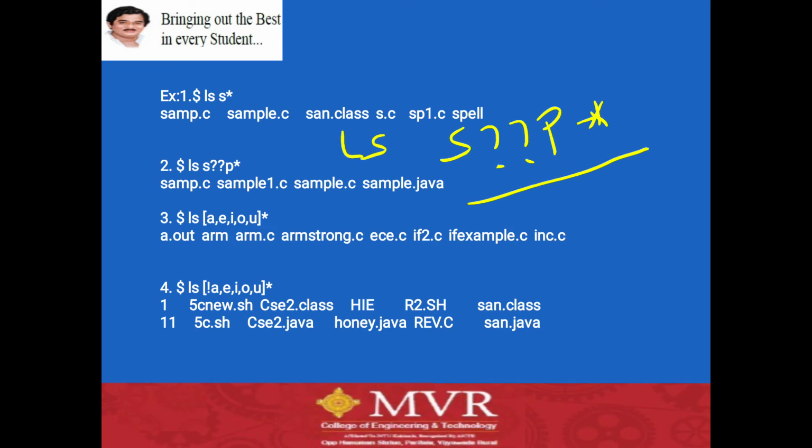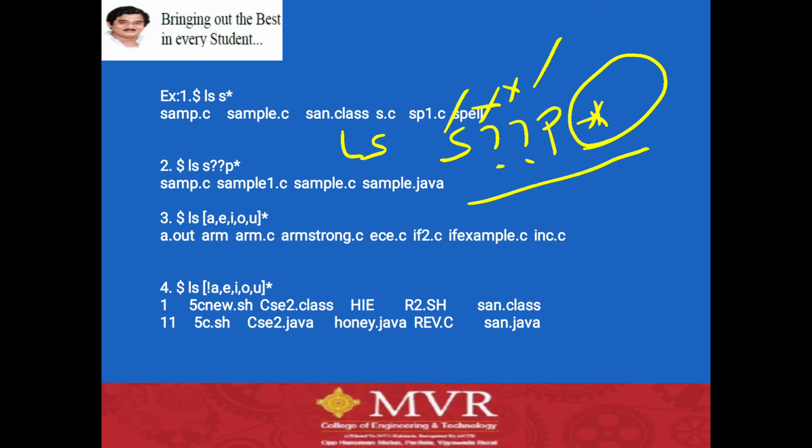So observing this, can we tell the length of the files? We can't, because here what we have specified is we are looking for all the files which have s as the starting letter, then followed by any two characters, then the fourth character must be p. After that it may contain anything. That is the thing we are specifying here. So I think you are getting the point. We have specified s question mark question mark p star.